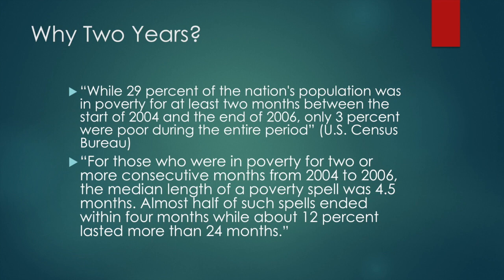According to the data from the U.S. Census Bureau, while 29% of the nation's population was in poverty for at least 2 months between the start of 2004 and the end of 2006, only 3% were poor during the entire period. The Bureau also noted that for those who were in poverty for 2 or more consecutive months, from 2004 to 2006, the median length of poverty spell was about 4.5 months. Almost half of such spells ended within 4 months, while about 12% lasted more than 24 months. This data indicates that 2 years is an adequate benchmark.